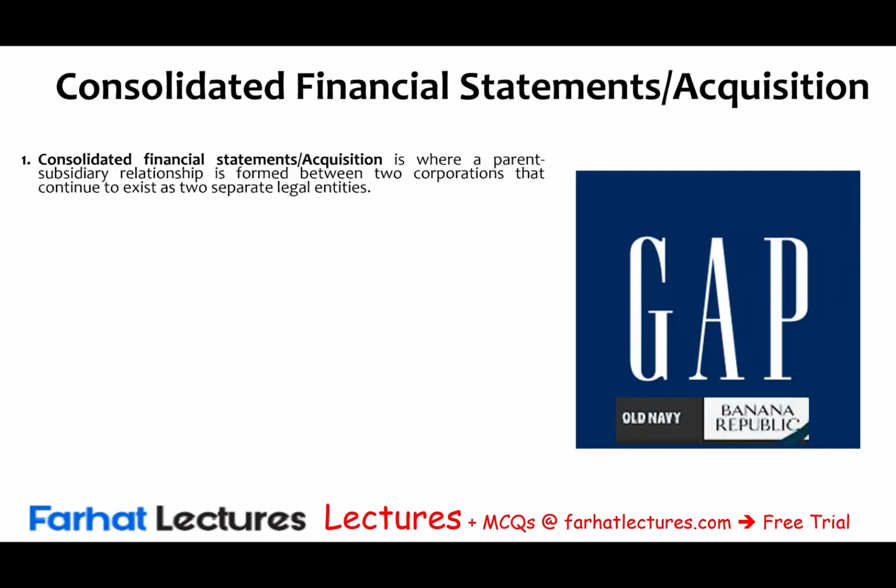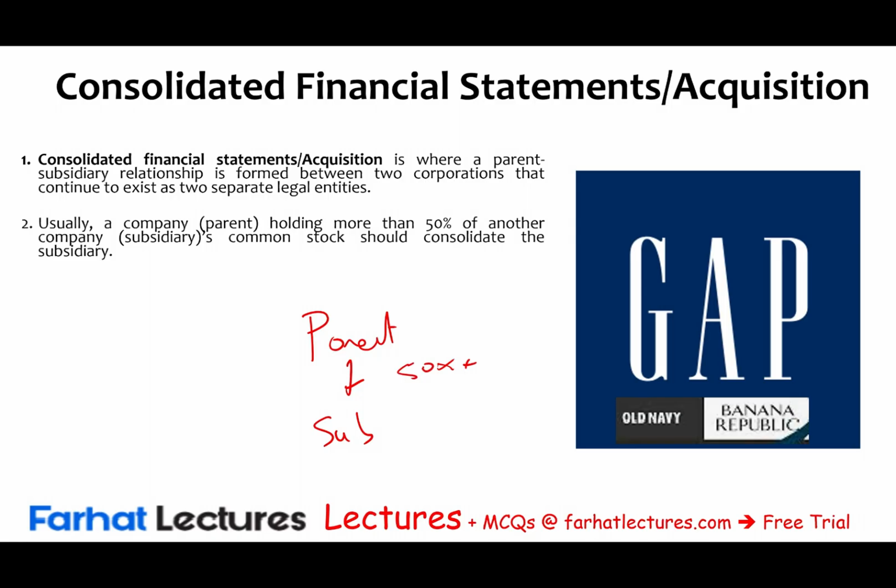Now we have the consolidated financial statements, where we have a parent-sub relationship. This is when a parent company purchases stock in another company. Specifically, to have control, you have to own more than 50% of the company's stock. So you have to own more than 50%.